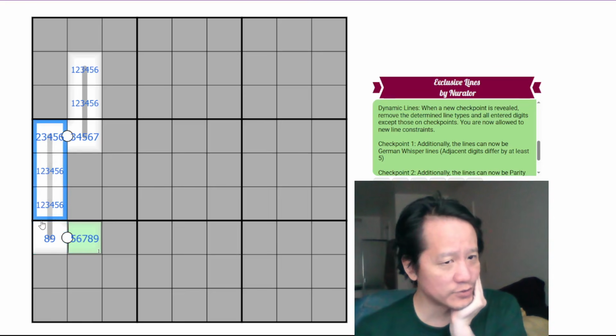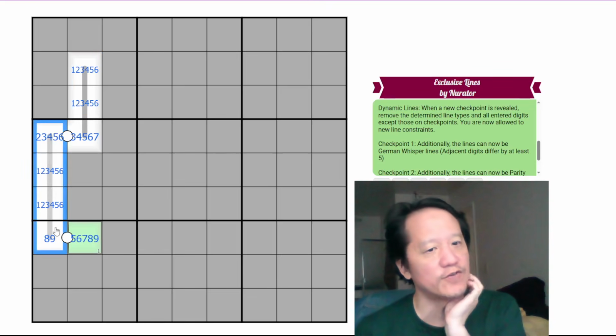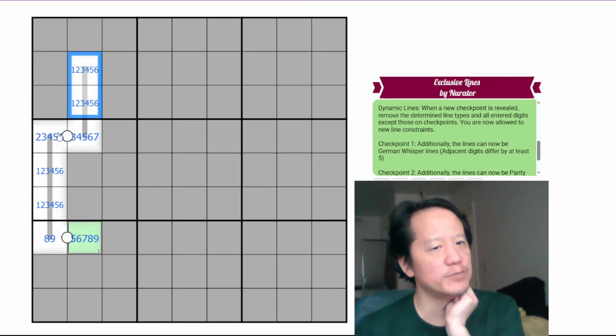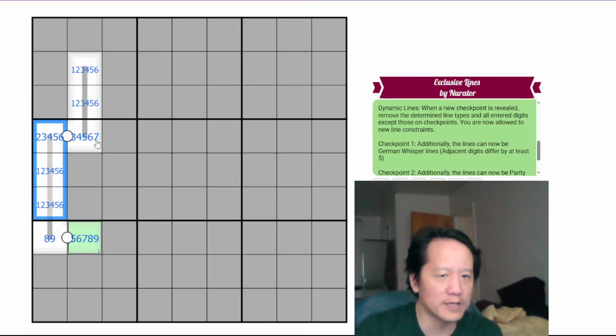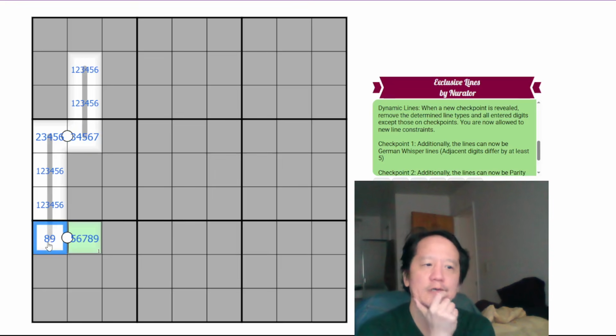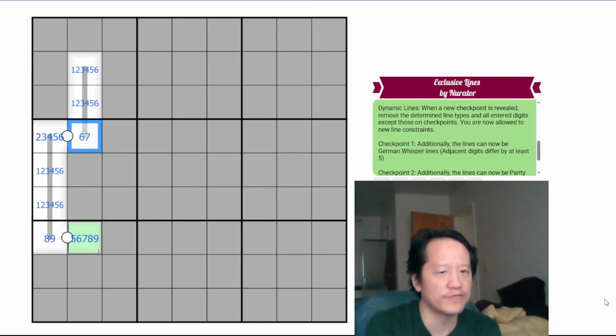1, 2, 5 doesn't work because these two digits would add up 1, 2, 5. So realistically, these have to be 5 digits at least, which are distinct, which add up to 2 digits. So that's at least 15, which means this can't be 3, 4, or 5. It has to be 6 or 7. If this is 6 or 7, that's only consecutive with 4, 5, or 6.